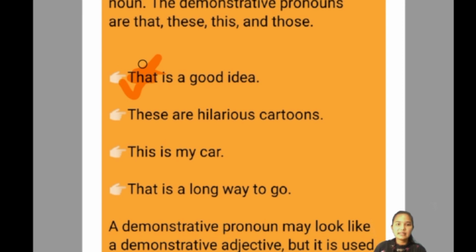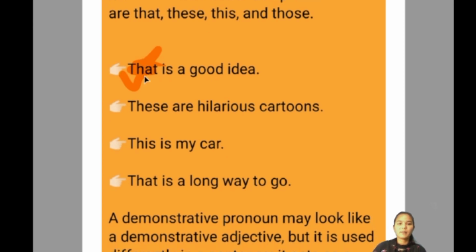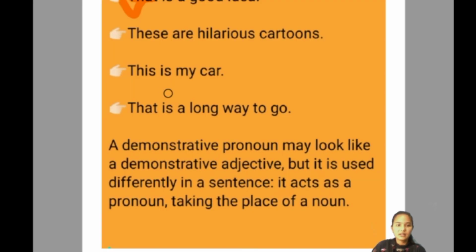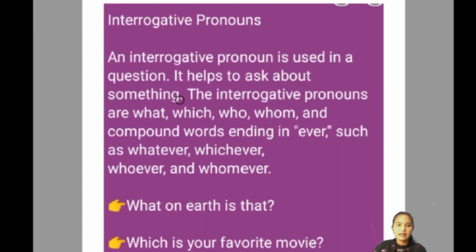Now, these are hilarious cartoons. Only these, we are pointing out now some of these. Oh, this is my car. Now, that is a long way to go. All these. So what is it? A demonstrative pronoun may look like a demonstrative adjective, but it is used differently in a sentence. It acts as a pronoun taking the place of a noun. It may also be used as a demonstrative adjective, but it will be used according to the requirement of a sentence, right? That is it.